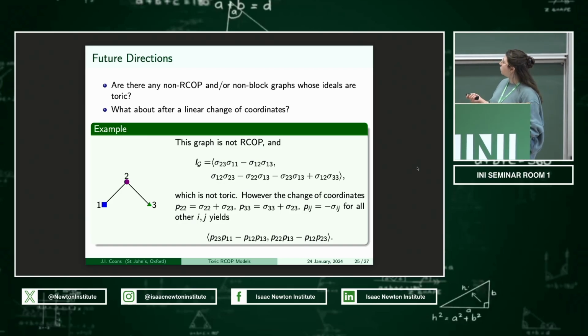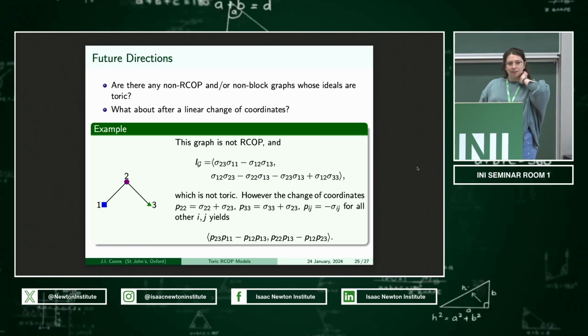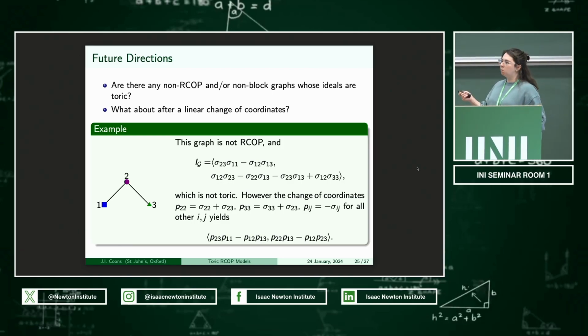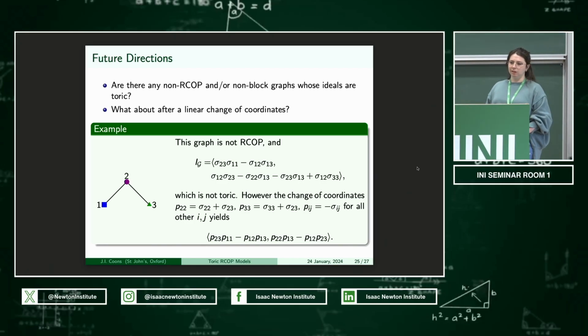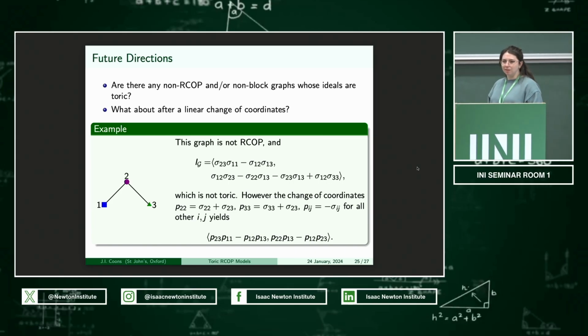However, I have this really easy change of coordinates. I let p_ij be negative sigma_ij for all of them except for (2,2) and (2,3), which get these. And then I get something that is quadratic and toric. If you had a star with all different colors, the same type of thing would work. And there are more general, but small cases that we can think of. But it'd be really nice to get a more unified theory for when there is a linear change of coordinates that would give you something toric.